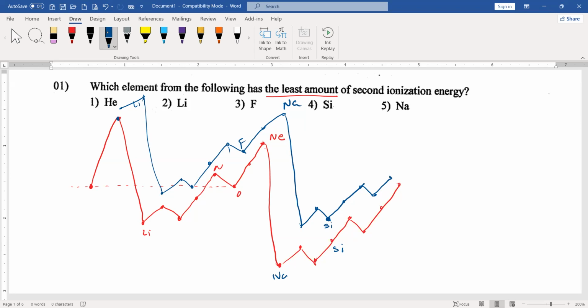Lithium here, helium here, and fluorine here, then sodium here. So silicon has the least second ionization energy. So your answer must be the medium.